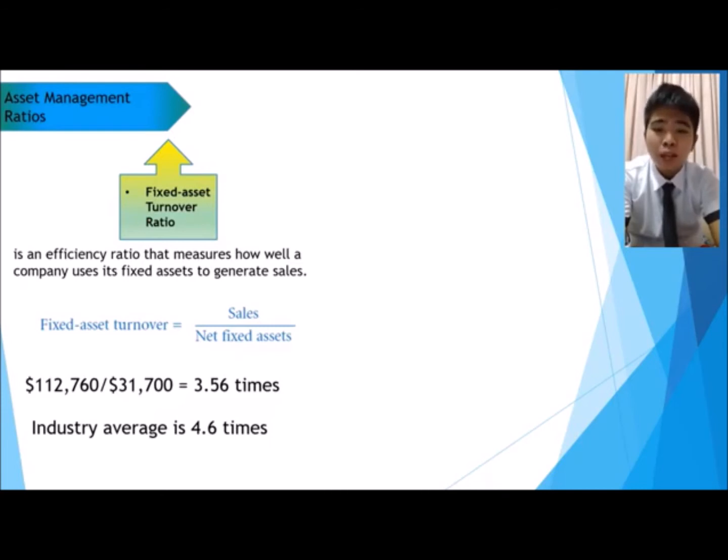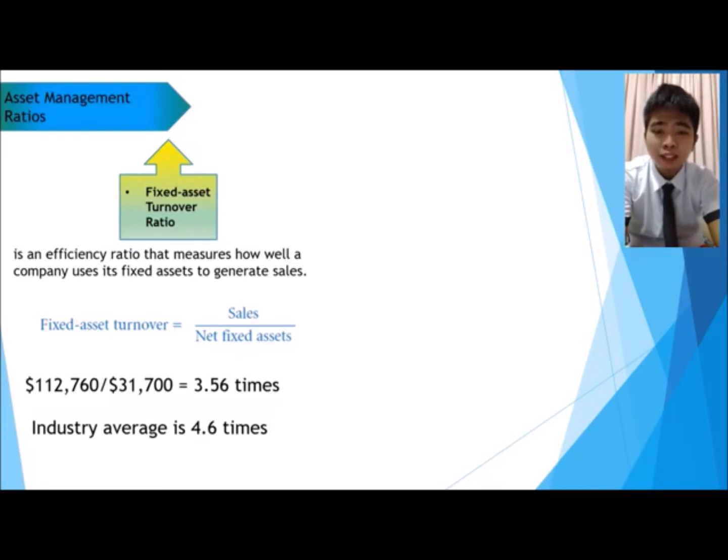And then, for example, in Drake Company, its fixed asset turnover is 3.56 times. If we compare it to industry average ng 4.6 times, you can say that it is lower. So there is a risk on the part of Drake Company.